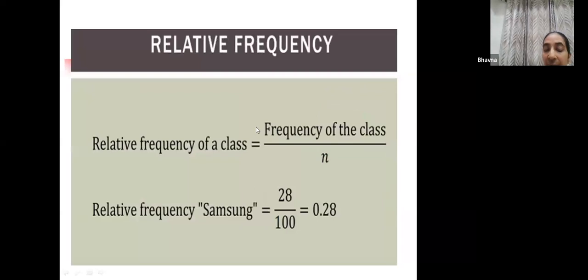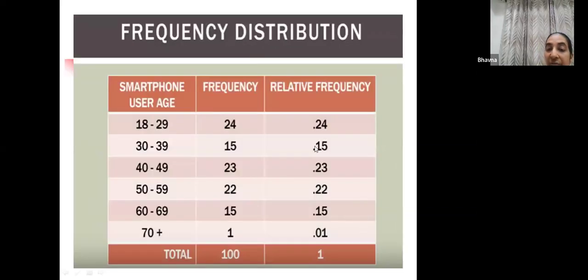Now, relative frequency for a class is the frequency of the class divided by n. For example, in the previous example, the last session, we talked about the relative frequency of Samsung. It was 0.28. 28 people out of 100 were using Samsung, and 28 divided by 100 was 0.28. Okay, in a similar manner, how do we calculate it? 24 divided by 100, 15 divided by 100, 23 divided by 100, and so on. And the third column now appears, which shows you relative frequency.